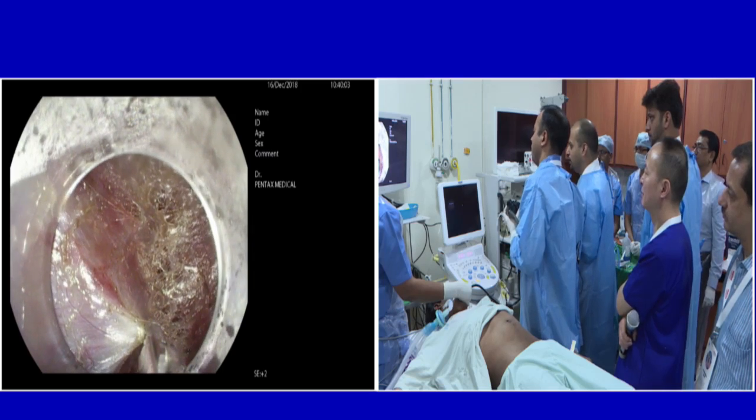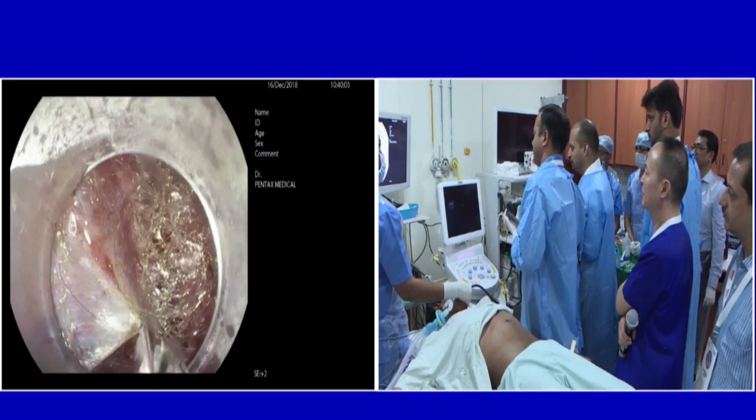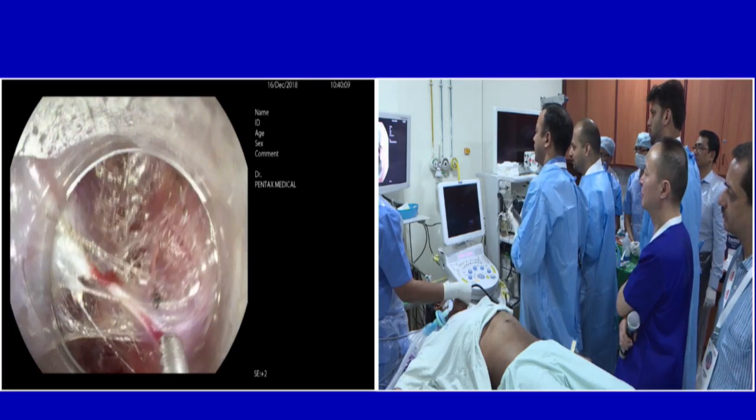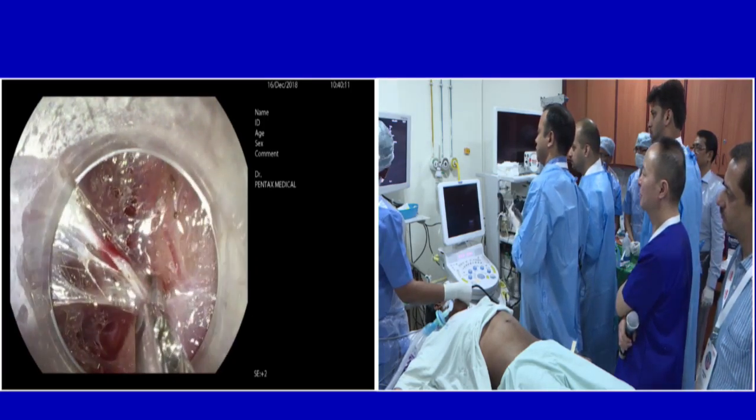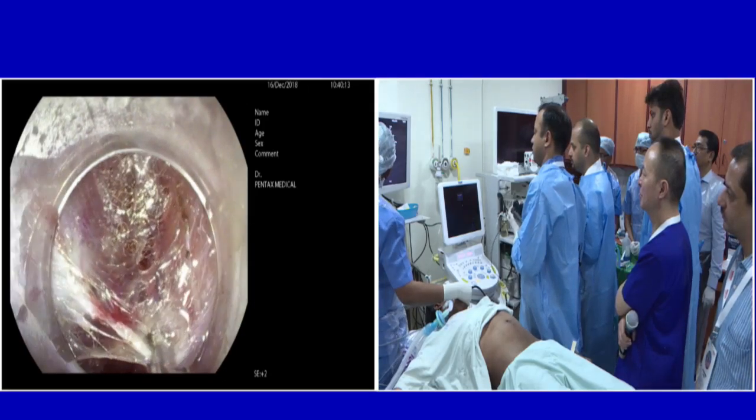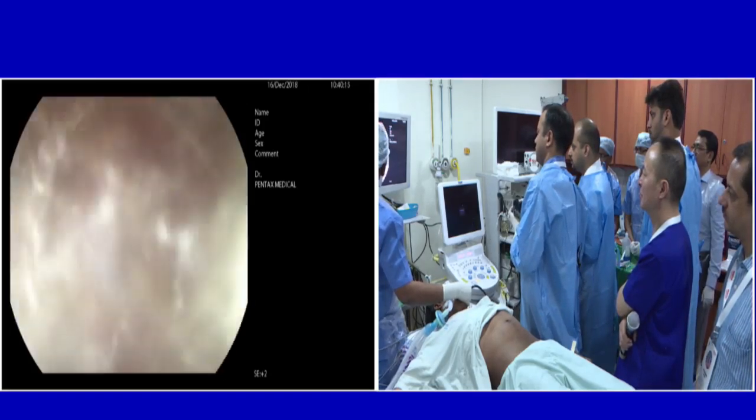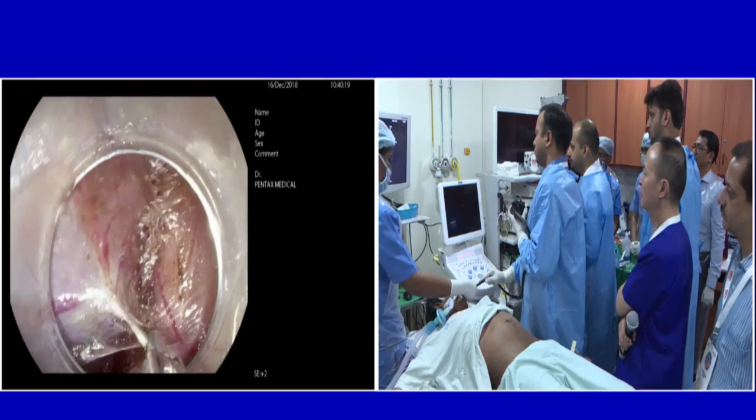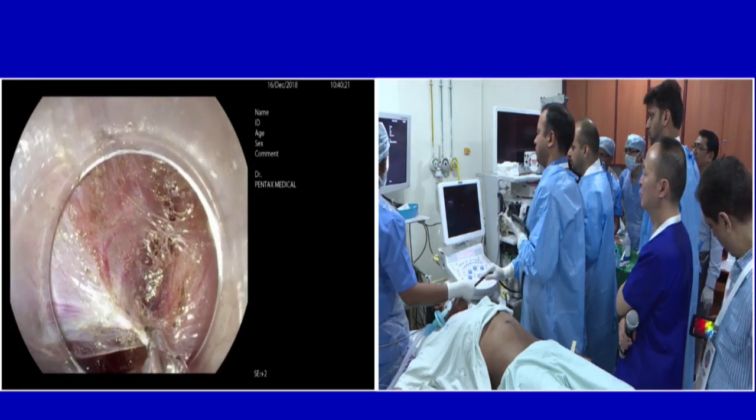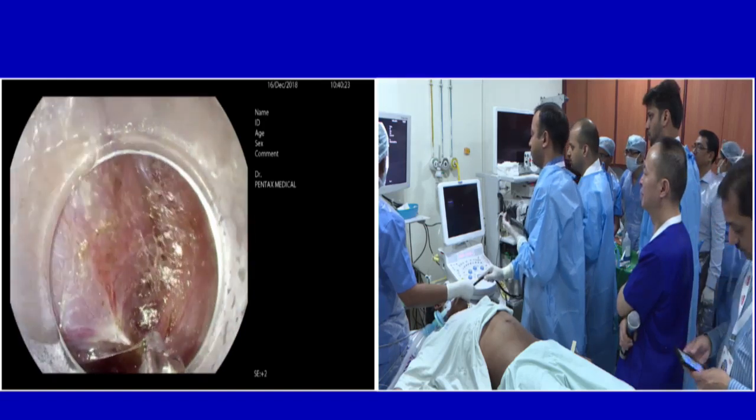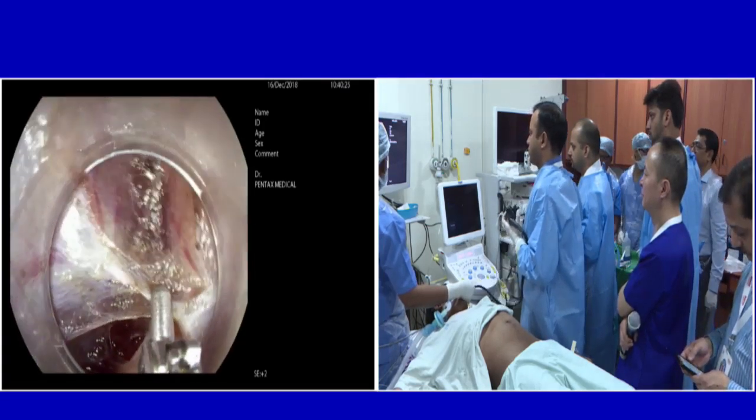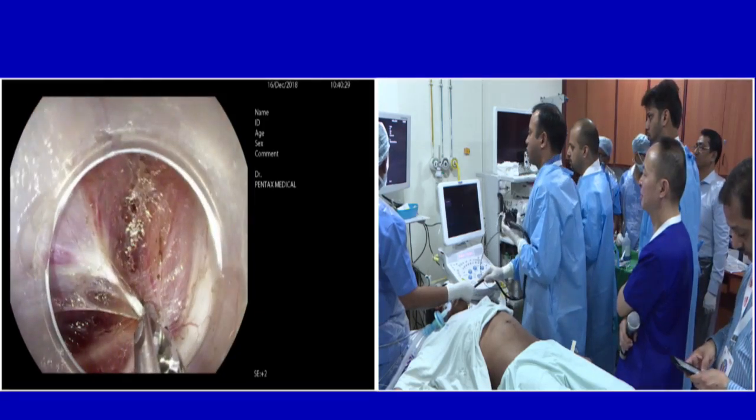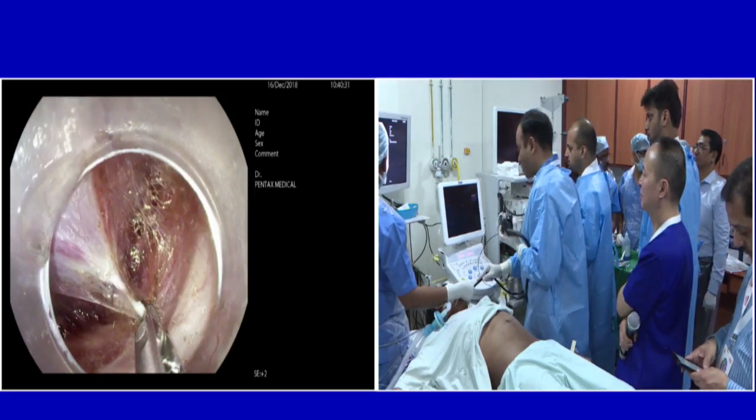I think you cannot make that. 3 I think is too large. 3 is a big vessel. We don't see a 3 mm vessel in the... Okay. So initially soft coagulation, then you have to cut in the last.